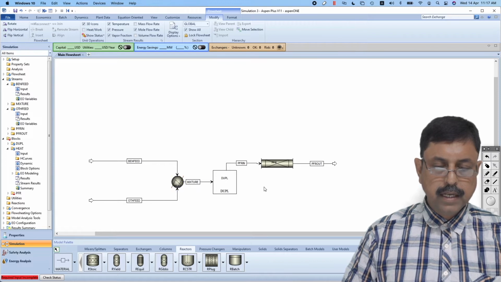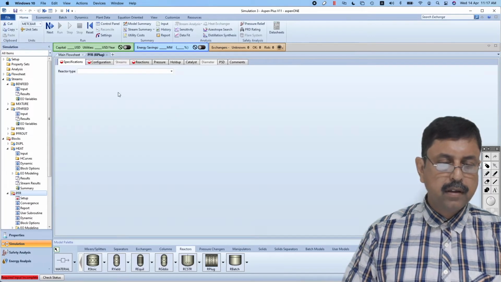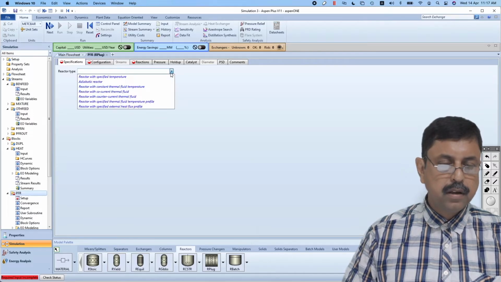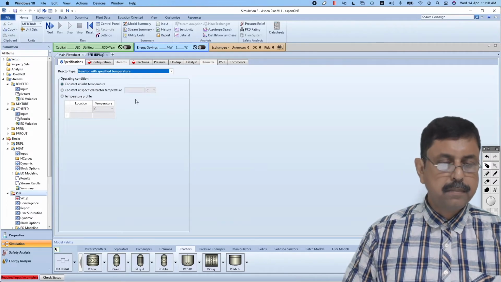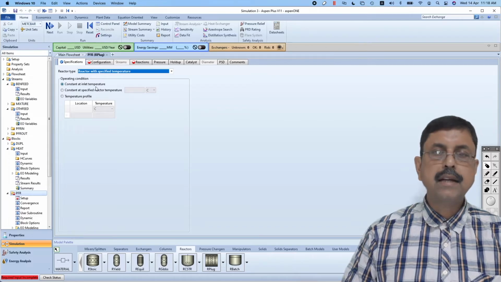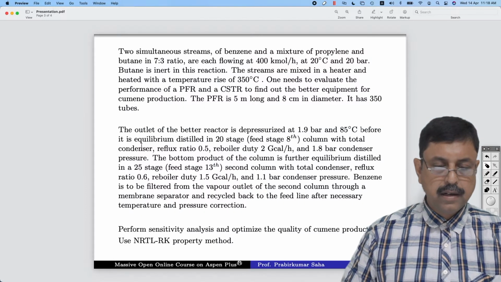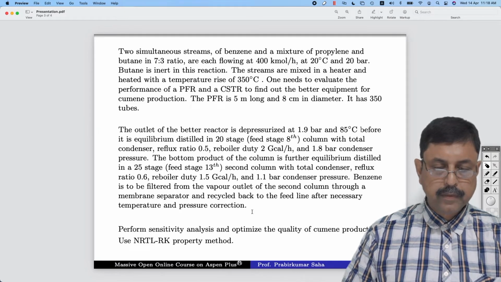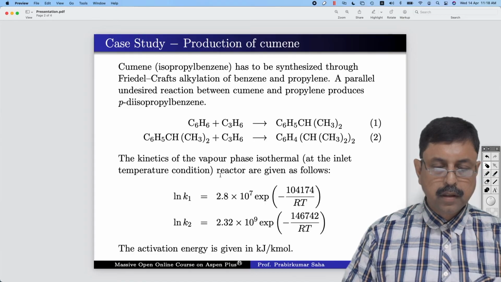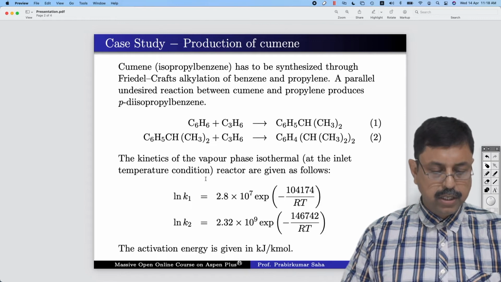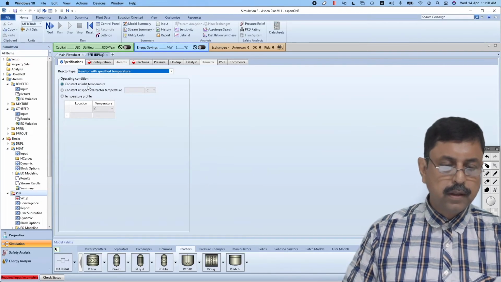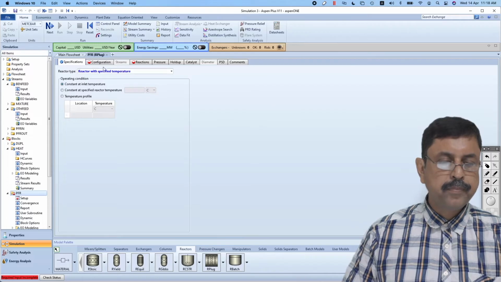Then there's a duplicator, nothing to fix over here, and we have PFR. For PFR we have to fix first the reactor type, reactor with specified temperature, and constant at inlet temperature. So that is what it has been said, isothermal reactor at the inlet temperature condition.